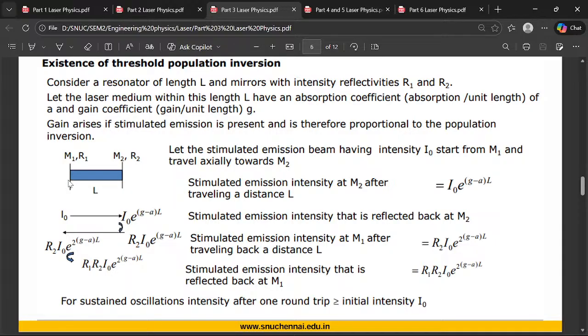Let's assume it travels axially, that is, perpendicular to the mirror M. When the stimulated emission photon reaches M2, the intensity is given as I naught e to the power (g minus a) L, so gain minus loss multiplied by L, the unit length that it has traveled.